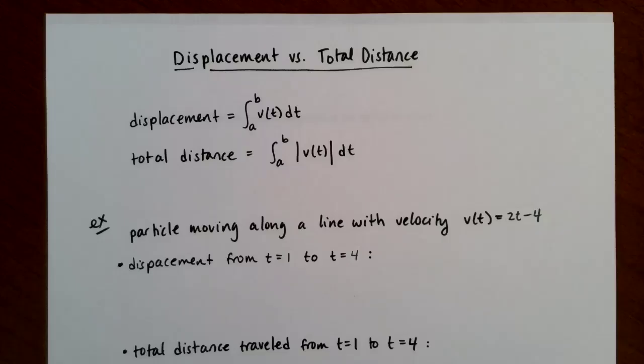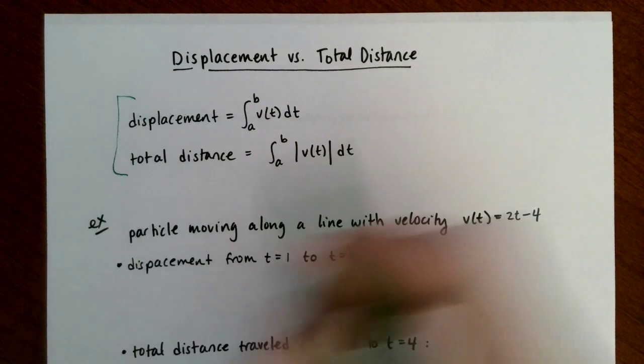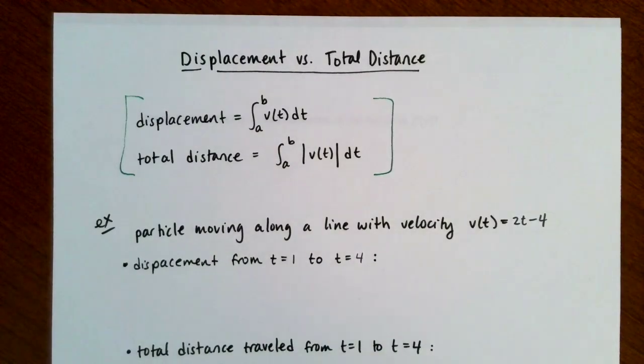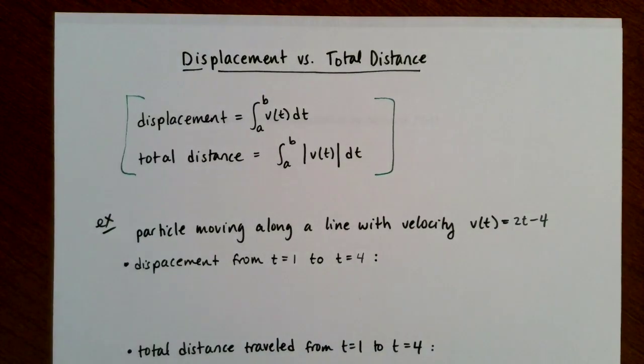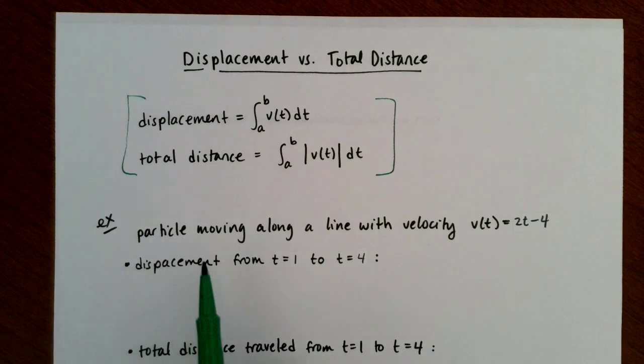Let's talk about displacement versus total distance. So at the top of the page here, you can see sort of a, at least theoretical, summary of the difference between these two things. So we're assuming we have an application problem where we're given a formula for the velocity of a moving object. Typically, it's a particle moving along a line.